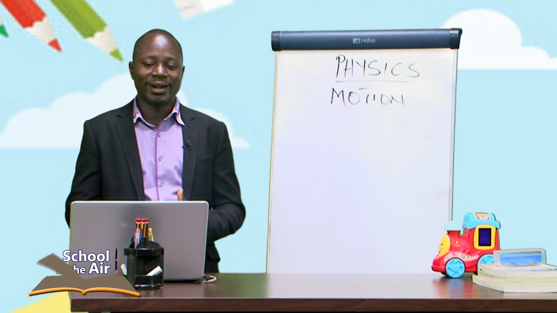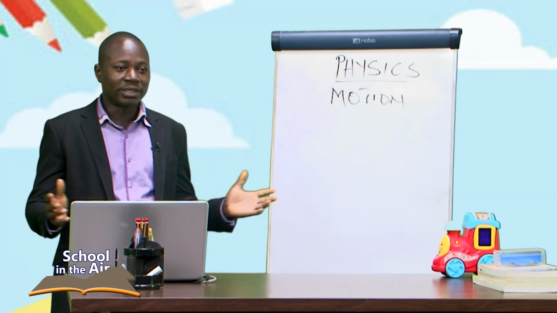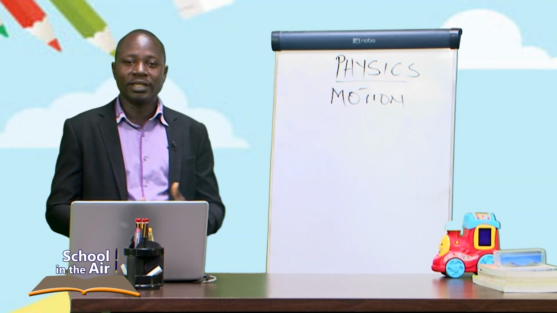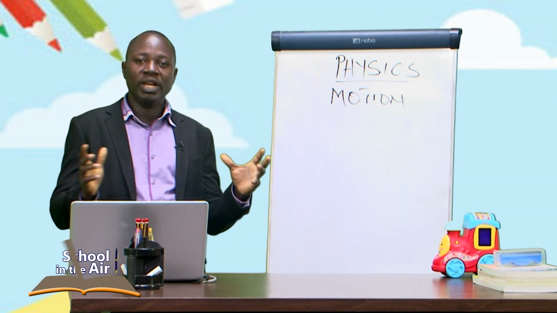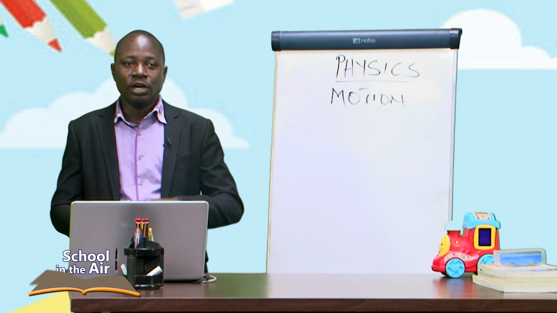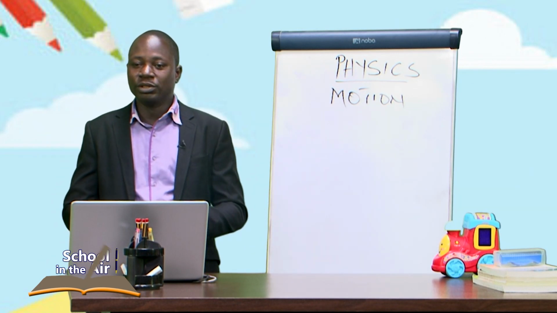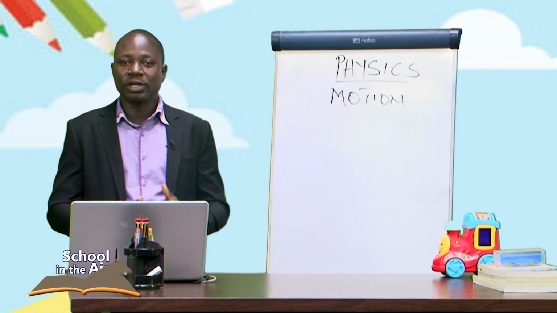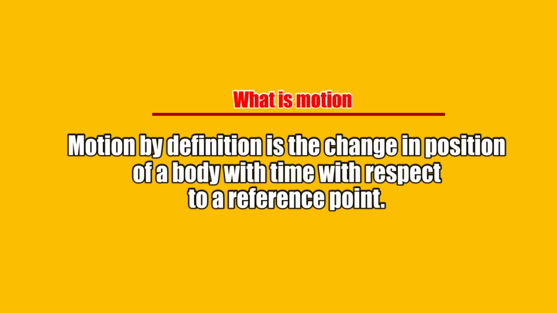I want you to look around where you are seated. I want you to look up. If you can see a ceiling fan, you see the blades moving. You can look around, maybe you are closer to the road. Do you see any vehicle moving? That is what today's topic is all about.